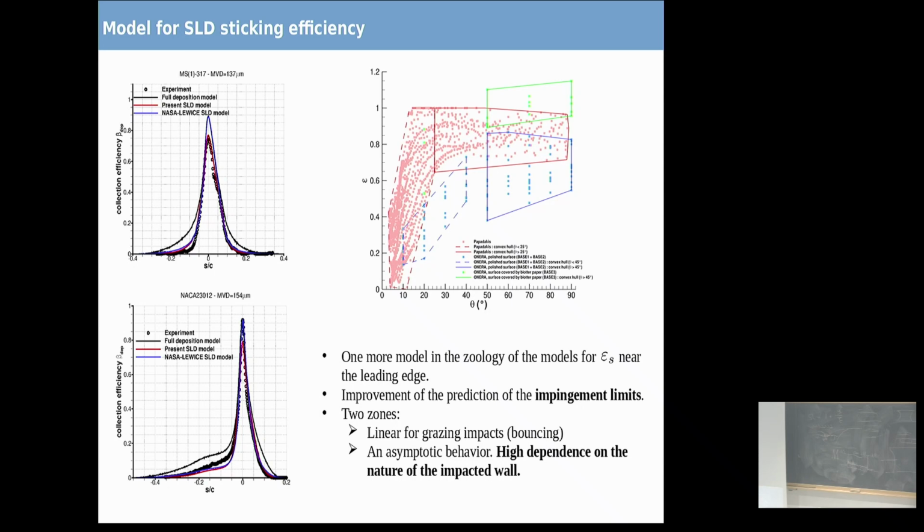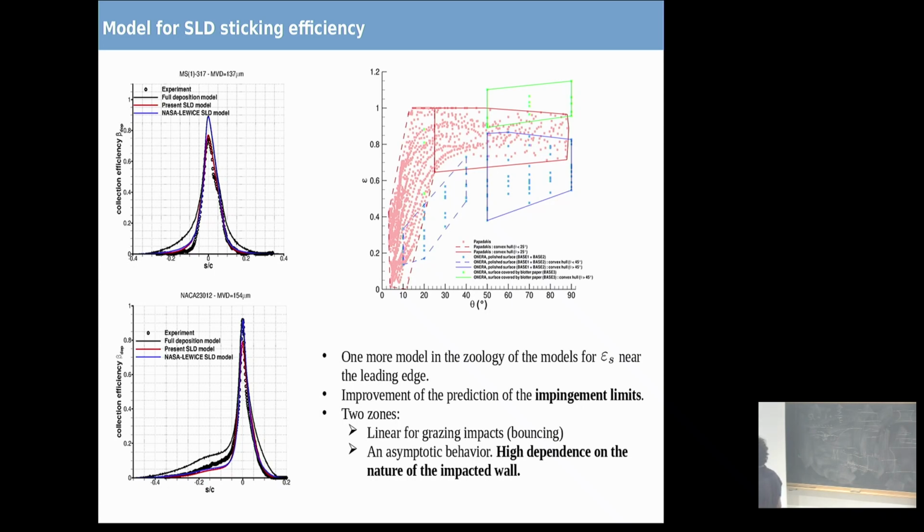The main improvement of these models, I would say, is not the estimation of the sticking efficiency near the leading edge, near the stagnation point. That's very tricky to obtain. But what is interesting is that the models are quite good at estimating the capture limit, reducing the overestimation of ice accretion far from the leading edge, very far downstream on the profile.